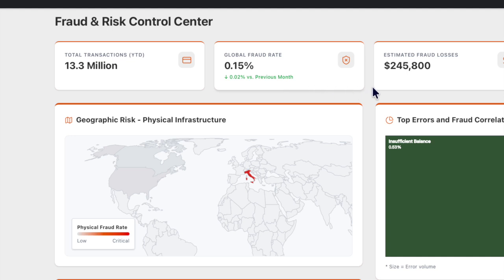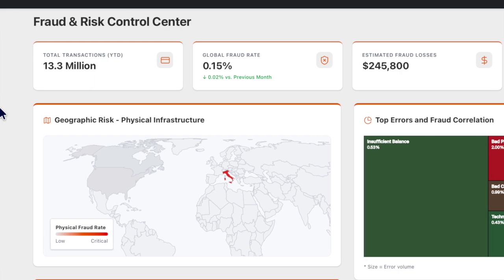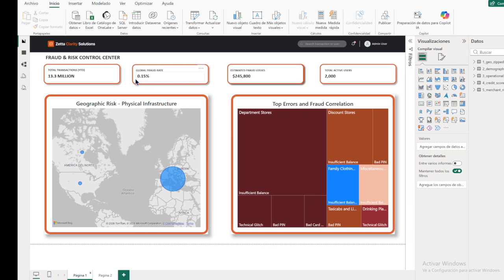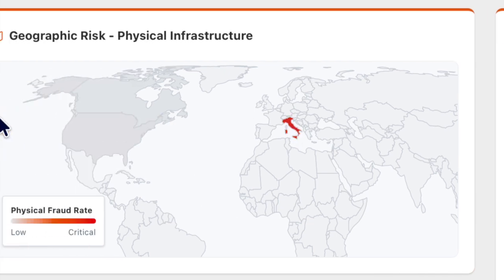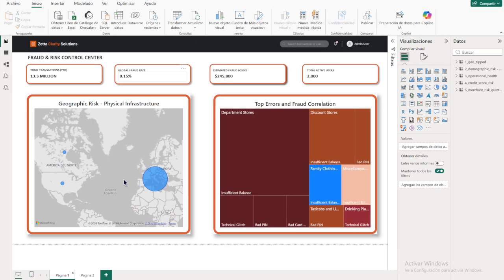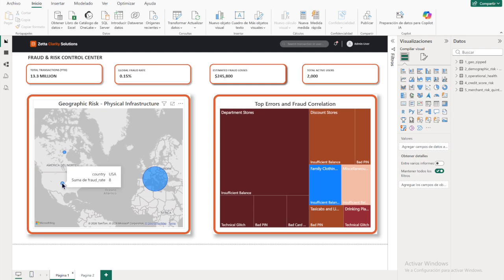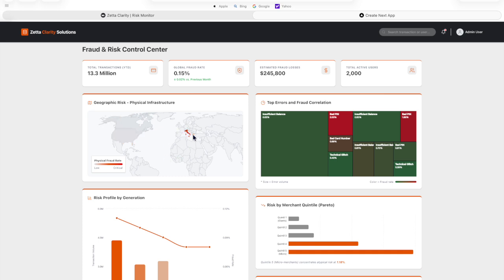Across all three dashboards, the global fraud rate is our anchor metric, sitting at 0.15%. If we look at the physical risk map, notice how both the React and Power BI versions highlight the exact same hotspots. By filtering out online transactions, we identify that risk isn't just in big cities, but in specific international and domestic pockets. The insight here is consistent. Regardless of the tool, we are looking at physical terminal vulnerabilities, not e-commerce.